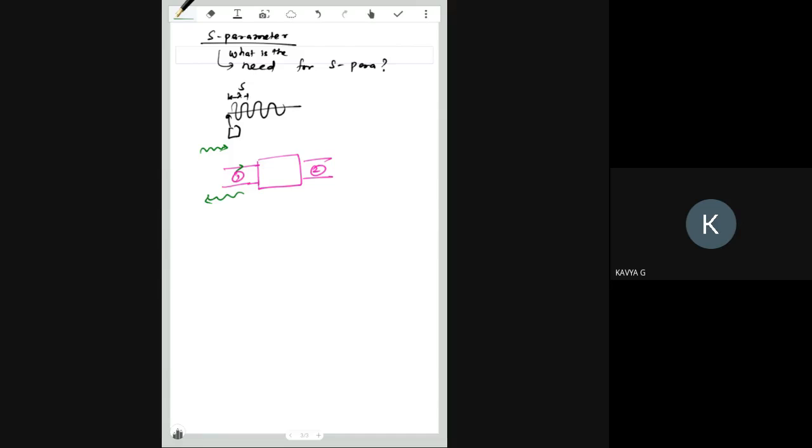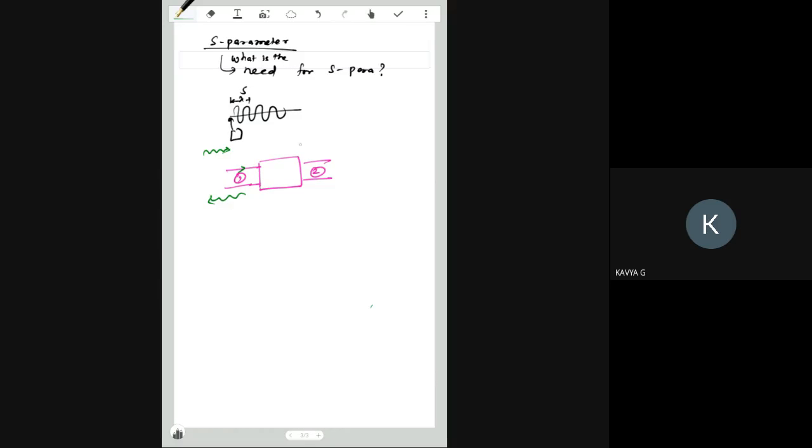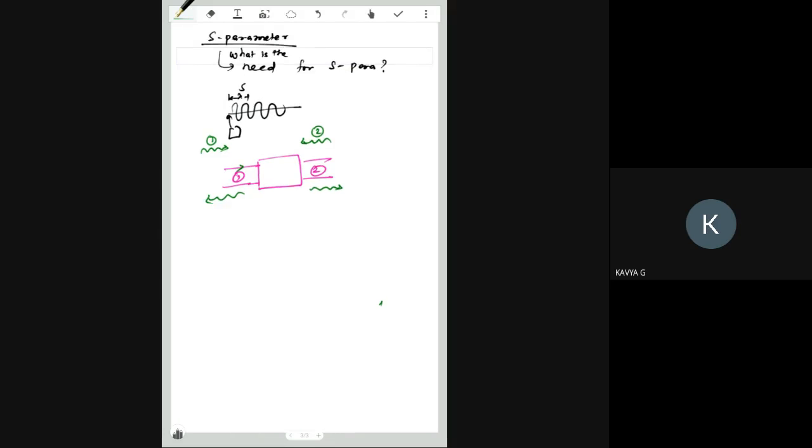Similarly, this is the first port. Similarly, how much voltage wave is incident, especially at the second port, and how much is going to reflect. So from this, I'm going to relate this. You can relate this to the reflection coefficient. The reflection coefficient also deals with the reflected voltage wave by the incident voltage wave.